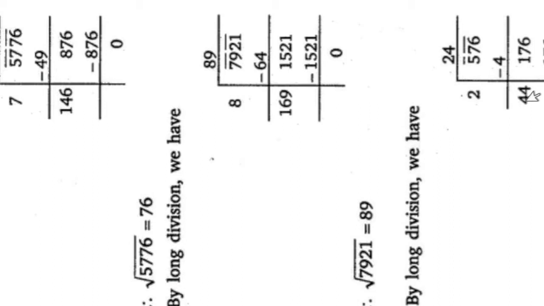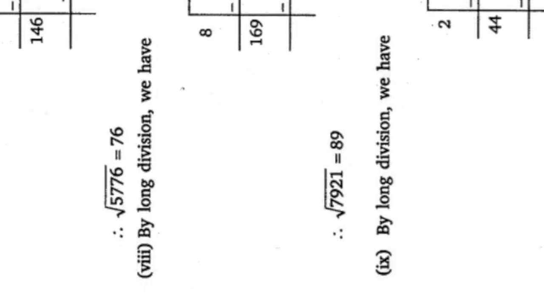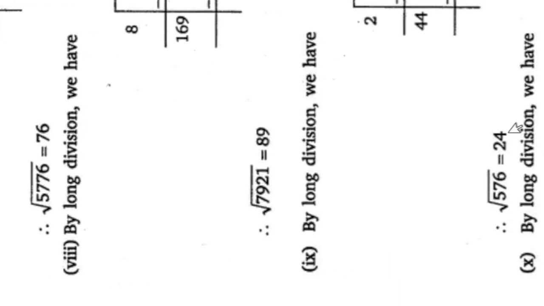So with 4 we will multiply such a number that the same number should be multiplied to give this answer. So 44 4s are 176. Here difference is 1 and this 76 we will take down. So this minus answer will give 0, and 44 4s are 176. So 24 is the answer. So square root of 576 equal to 24.